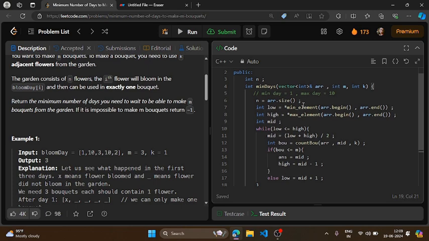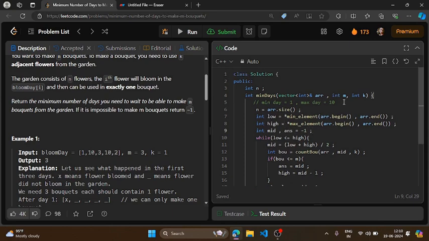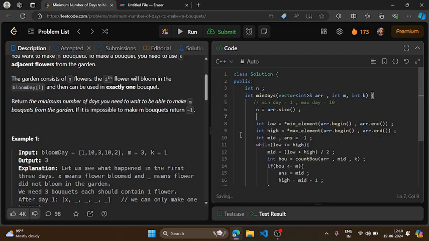Let me make an answer as well. Initially my answer is minus 1. And one more base case I have to check: suppose your total number of flowers available is less than the number of bouquets required into k. Because this will be the total number of flowers we will need to make m bouquets. Suppose one bouquet needs k flowers, so m bouquets will need m into k flowers.